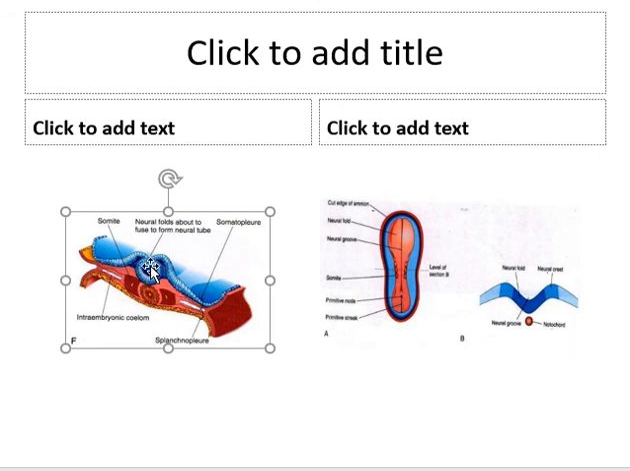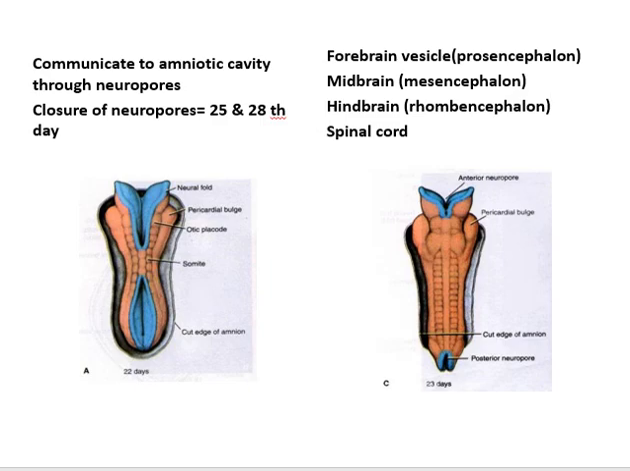Now, in which area will these edges join? The question arises. It is the mid embryonic region, in the middle of the embryo, and fusion will occur cranially and caudally.